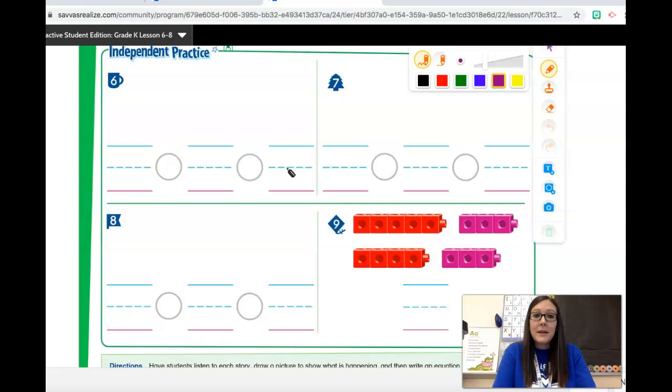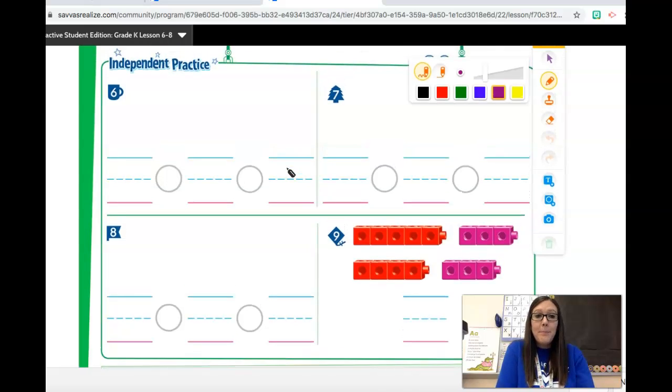I'll read it one more time, then I want you to push pause. Benny puts 5 bananas in a bowl. Then he puts in 4 more. How many bananas does he have in all? Go ahead and push pause. Draw your picture and write an equation that matches. Did you do it? Let's check and see.